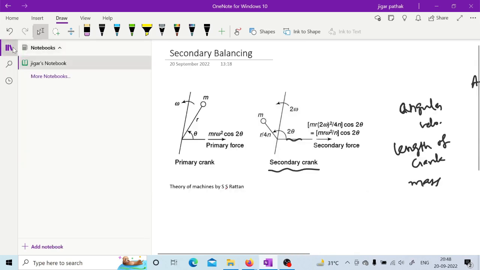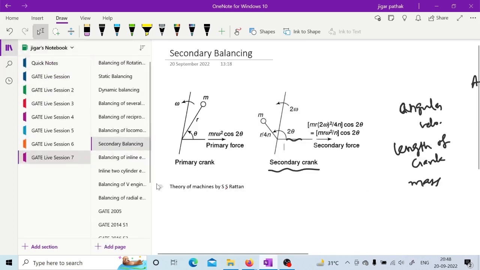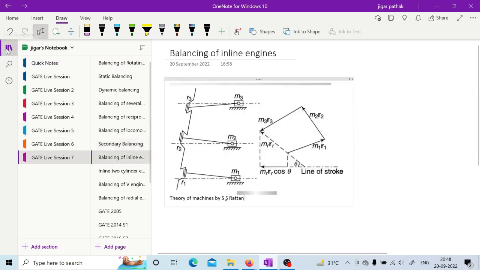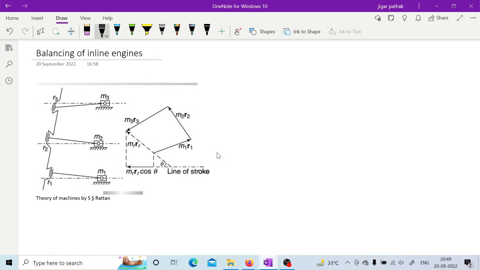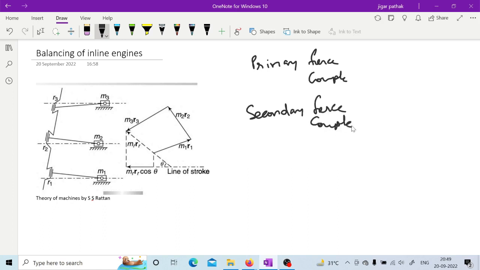Now next is the balancing of inline engines. When you go for inline engines, as we have seen, you need to balance all the required things like primary force and primary couple, and similarly secondary force and secondary couple. You need to balance all of these in order to have complete balancing.